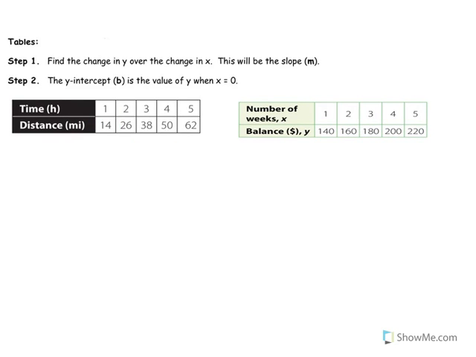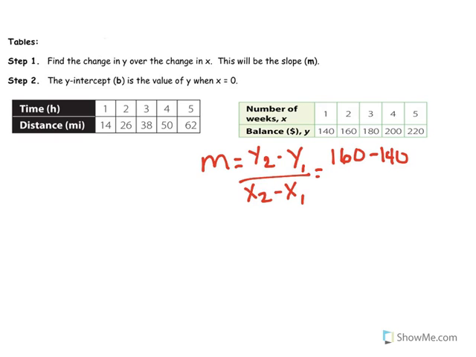Okay, so the first thing I need to do with a table is find the change in y over the change in x so I can get my slope. So m is equal to y2 minus y1 over x2 minus x1. I'm going to put in 160 for y2. And then I'm going to put in 140 for y1. Then I'm going to put the number 2 in for x2 and the number 1 in for x1. I'm going to subtract, and when I do, I get 20 over 1, which means that my slope is equal to 20. So when I'm writing my equation, I can go ahead and put y equals 20 times x.